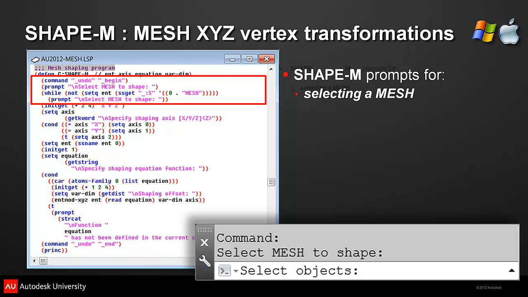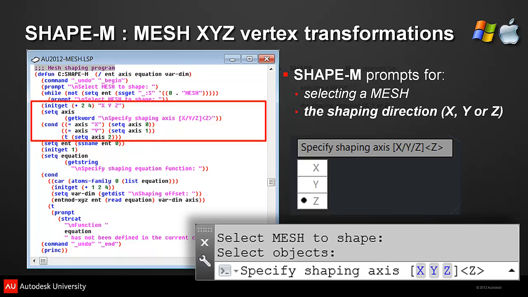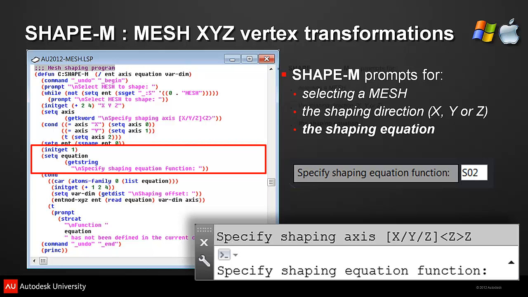ShapeM begins by prompting for the mesh we want to shape up. Next, it will prompt for the shaping direction, offering X, Y, or Z as options. Once we have selected the shaping direction, it will prompt for the shaping equation function's name. This must be a function that has been already loaded. Here we are specifying the S02 function that is one of the shaping functions defined in our AU2012-mesh LISP code file.